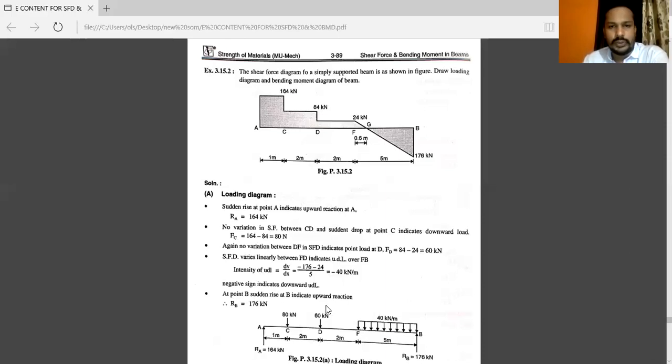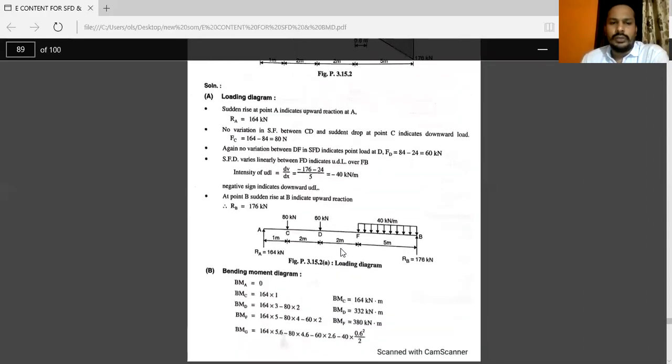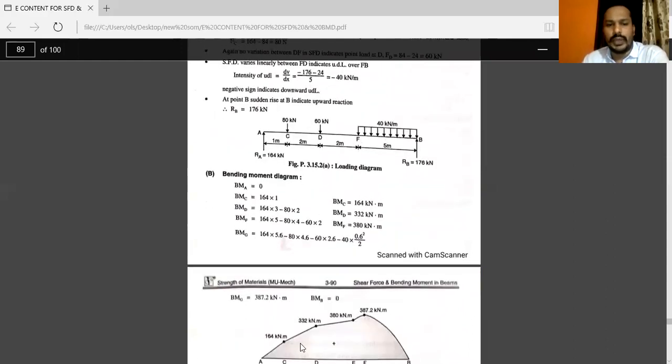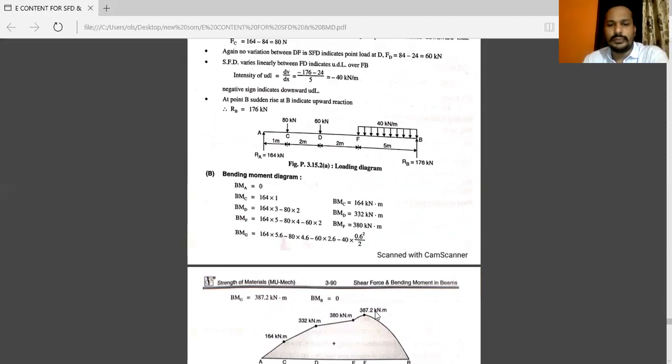Till this problem, I have completed different problems related to SFD and BMD. By using this loading diagram, you can calculate the bending moment diagram also. From F to B, there will be a parabolic curve. A to C, there is no force. C to D, there is no force. D to F, there is no force. So the line will be inclined. You can see this is the inclined line in the BMD.